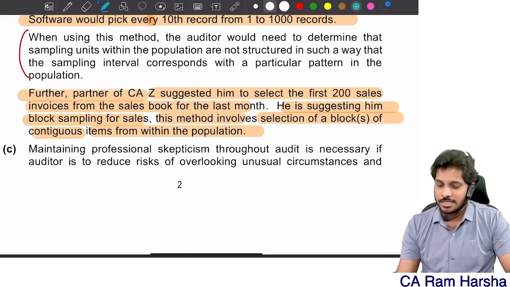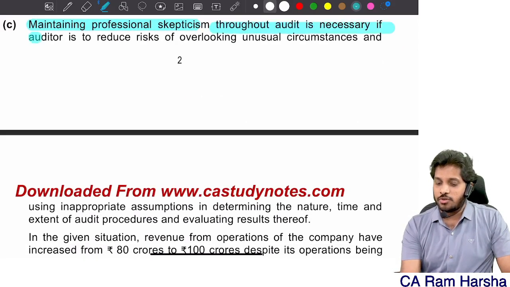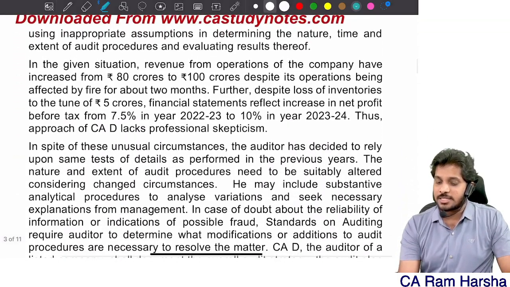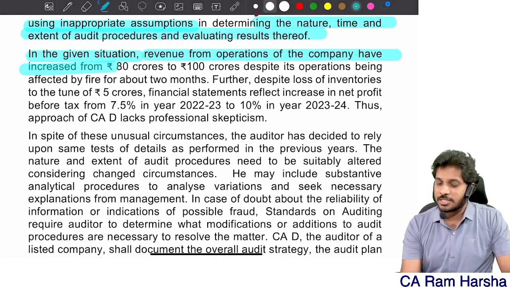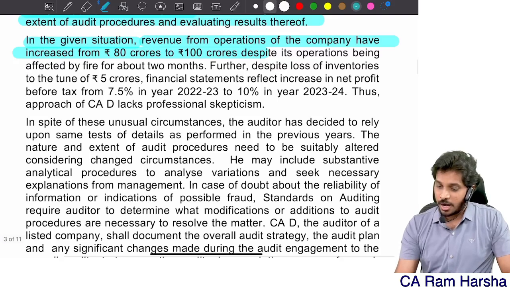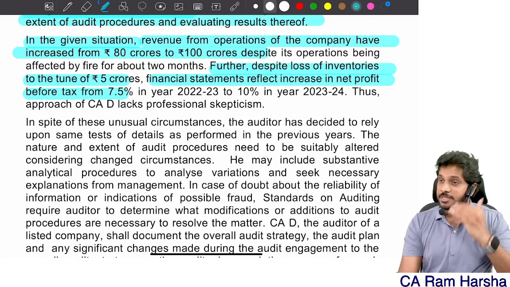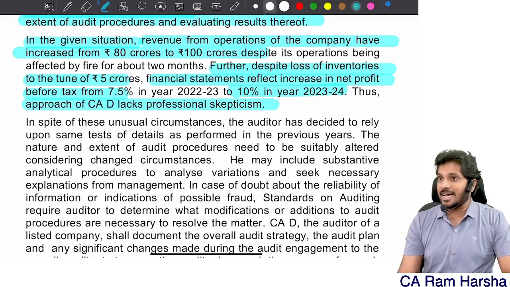Yeah, that's it. So maintaining skepticism throughout the audit is necessary to reduce the risk of overlooking circumstances and using inappropriate assumptions in determining the nature, timing, and extent of audit procedures. In the given situation, revenue from operations has jumped from 80 to 100 crore. Further, despite loss of inventories, the financial statements reflect a net profit of 7.5% in the previous year and 10% in this year. Thus, the approach of CAD lacks professional skepticism.